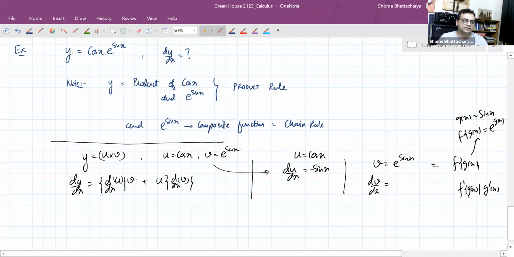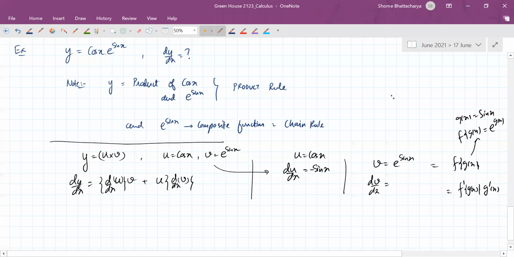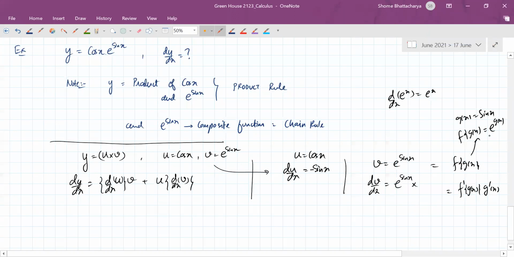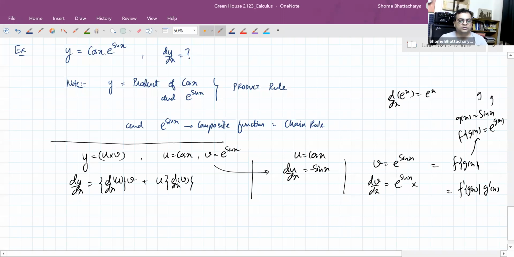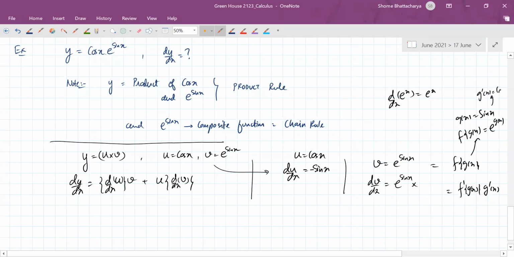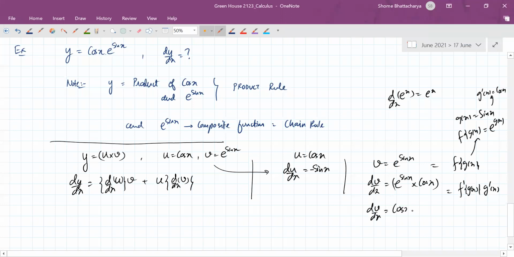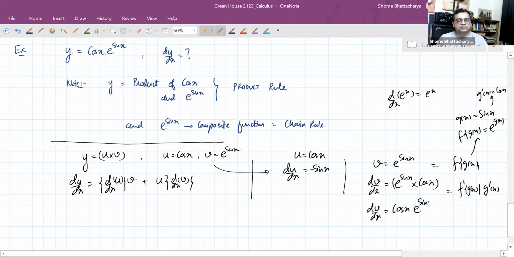Now what is the derivative of the exponential? Sir, e raised to x is e raised to x only. Differentiation of e raised power x is e raised power x only. So the derivative of this is e raised power sin x. But g prime x will become what? It will become cos x. Okay, so this term is cos x. So my dv by dx is becoming cos x into e raised power sin x.